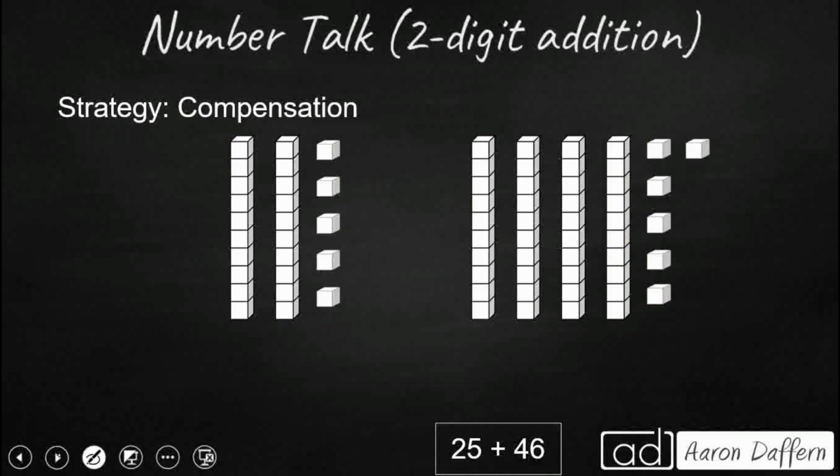Now, compensation is a fun strategy, and it really kind of changes the equation. We're going to look at both of our addends and find the one that's closest to the next 10. And really, it's this 46. If I just had 1, 2, 3, 4 more, I can get it up to 50. So that's what I'm going to do. I'm going to take 4 away from my 25, which just leaves me with 21. So it totally changes that number. But I'm going to add them over here to my 46.